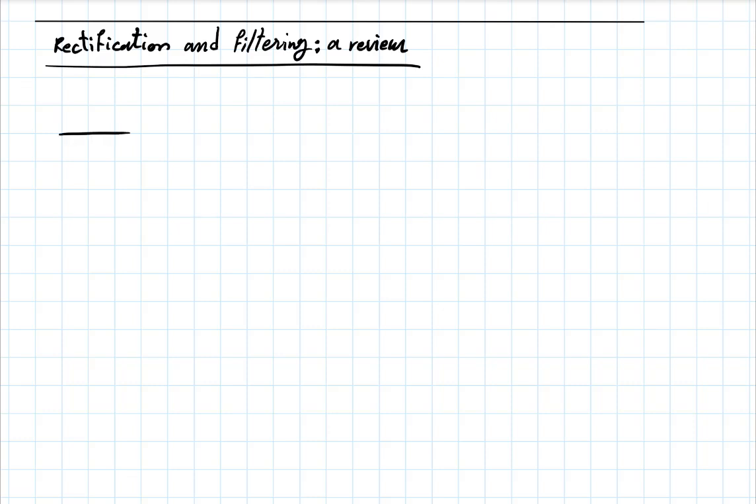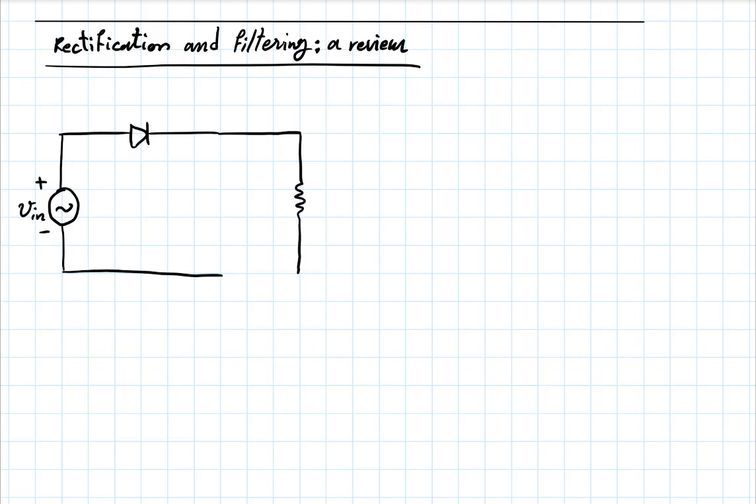And this is the circuit we looked at last time. We have an AC source of voltage. This is how I've defined the polarity, Vin. And the goal was to deliver a DC voltage across this load resistor. Let me put this here. Call this Vout.